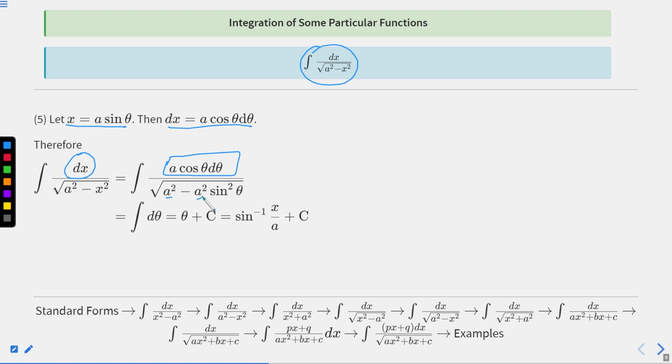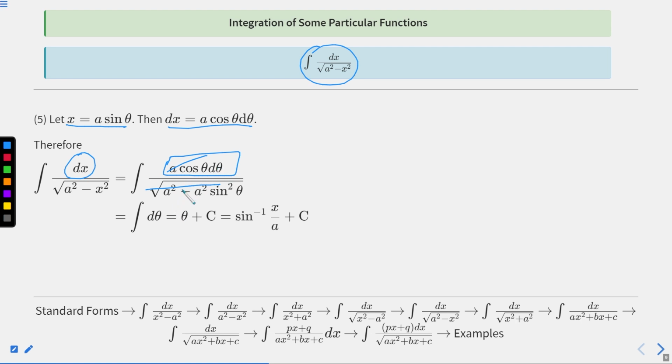Now take a square common. What will you be left with? A square multiplied by 1 minus sine square theta. This means a square multiplied by cos square theta. This means root of a cos theta whole square. So you can directly remove the root. In the denominator you have the term a cos theta, and in the numerator you have the same term, so this can directly be cancelled.